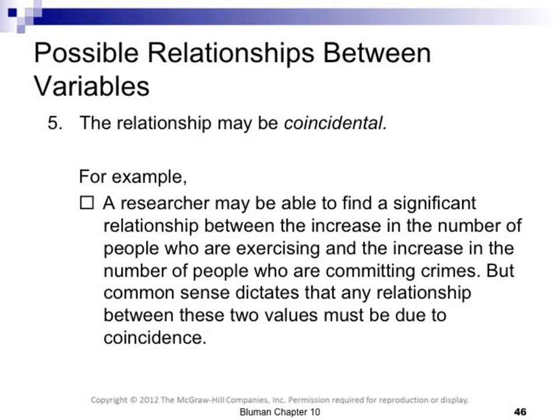Or the relationship could simply be coincidental. A researcher may be able to find a significant relationship between the increase in the number of people who are exercising and the increase in the number of people who are committing crimes, but common sense says that's crazy. There's no relationship. And you could do all sorts of crazy things. You could say, well, something went up when houses became air conditioned or something. There are a lot of things you could say, but they're not related in any way.